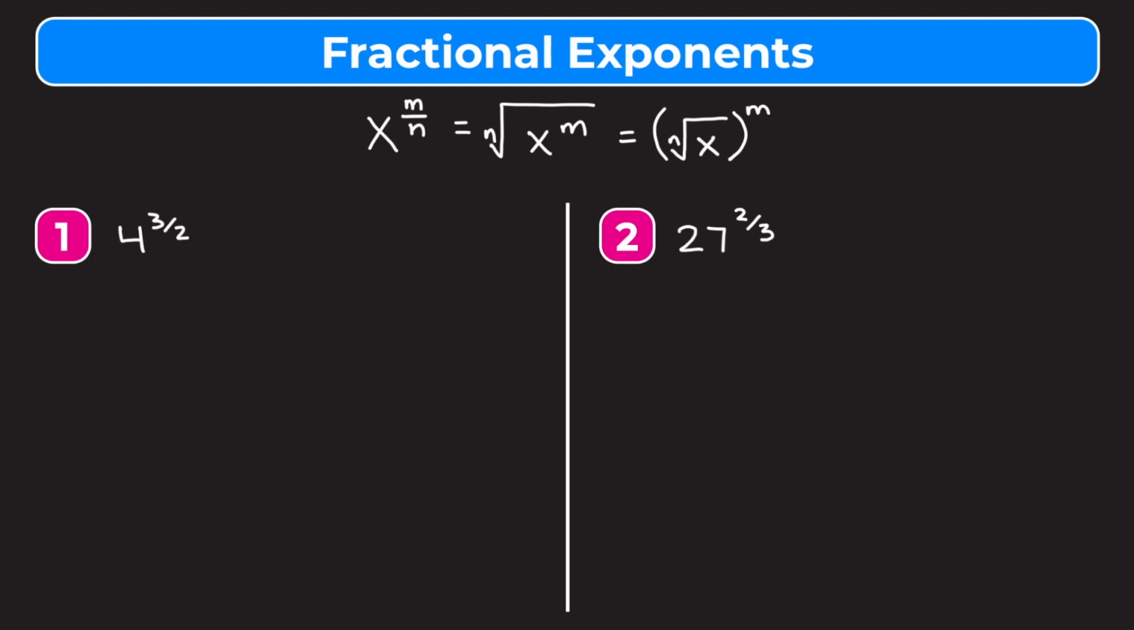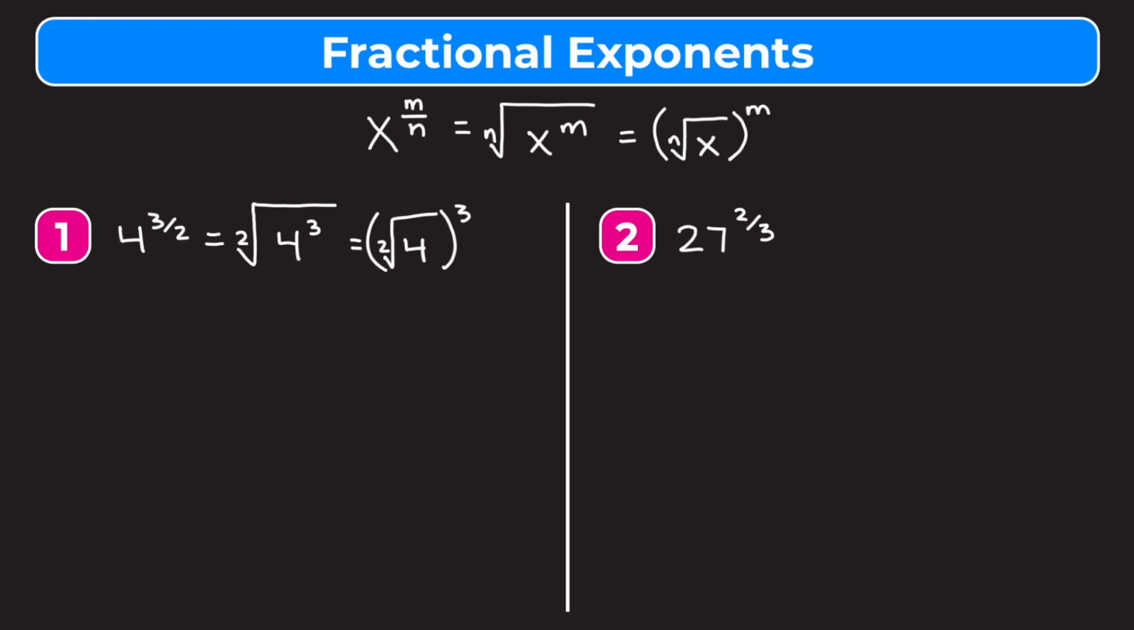So this rule at the top tells us that if we want to change this into a root, our denominator is going to be the little number inside our root. So I'm going to put a 2 here. And then our numerator is going to be the exponent. It's going to stay as the exponent. So we're going to have the square root of 4 to the third. And we can really think about this as the square root of 4 raised to the third power.